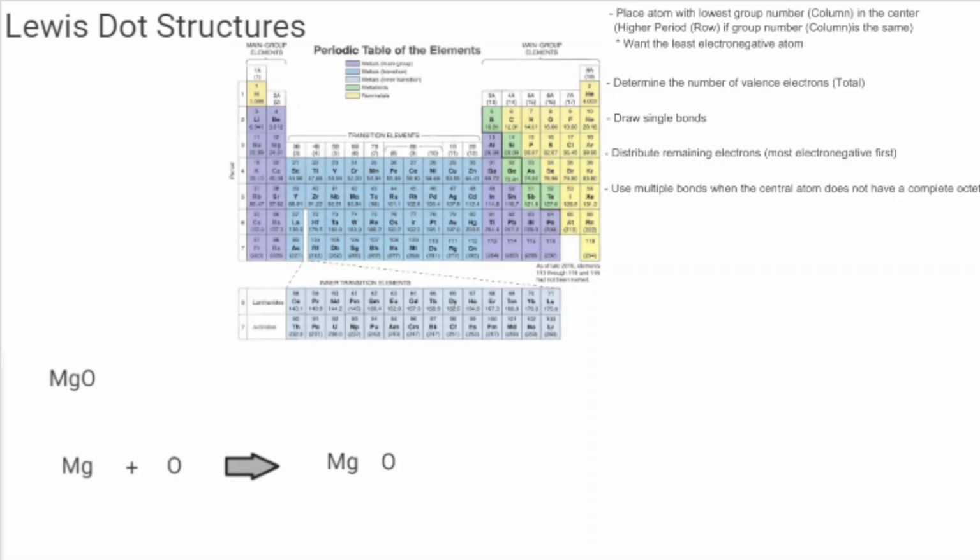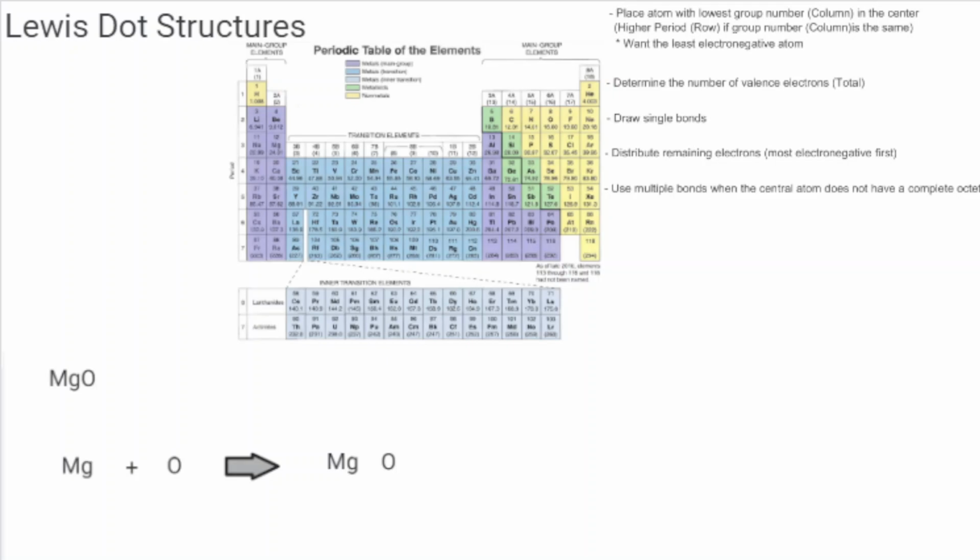Today I wanted to go through a couple of examples of how to draw Lewis dot structures. Now we have our rules in the upper right, and we have a periodic table for reference. So the first example we're going to do is actually an ionic species, where we have magnesium oxide. And so I want to get a little practice drawing Lewis dot structures for individual atoms and then molecules.